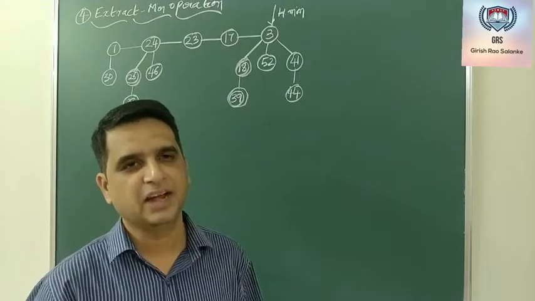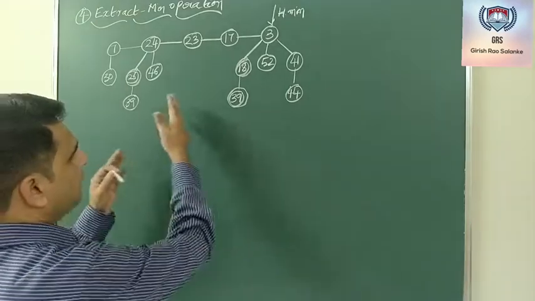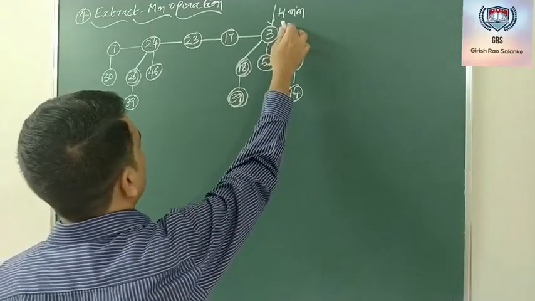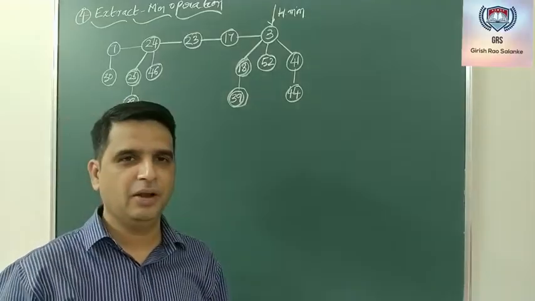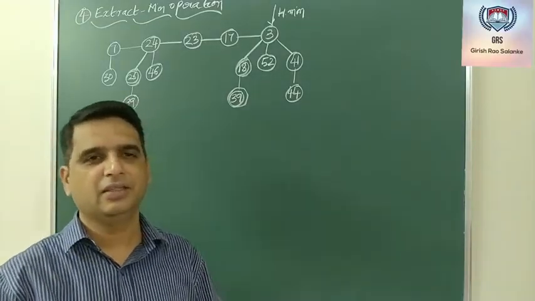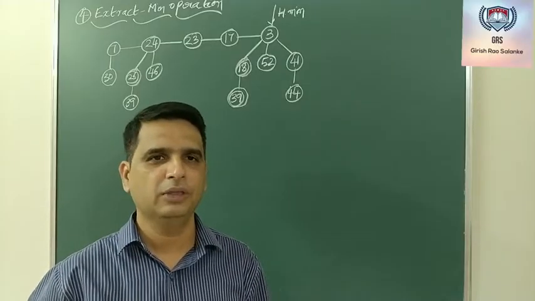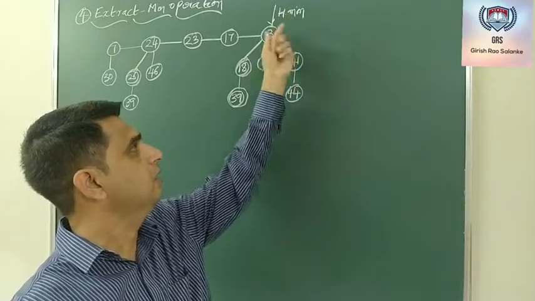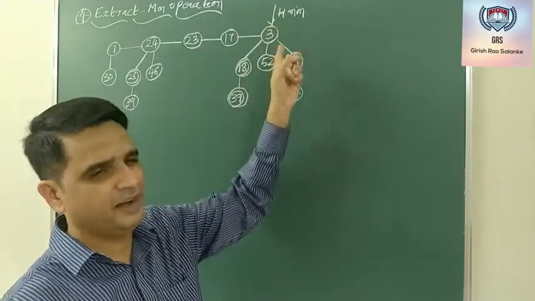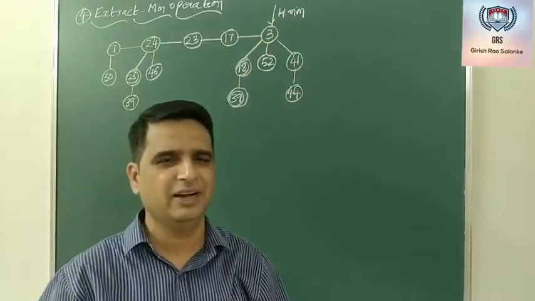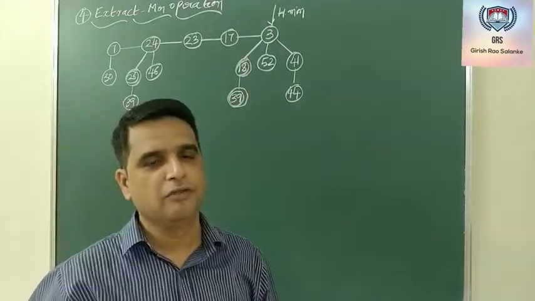Coming to the extract min operation, let us consider a Fibonacci heap with a few nodes, and my h dot min is holding the address of node 3. Now I know that in case of extract min operation, my objective is to delete the node which is having the minimum value. In case of Fibonacci heap, I know that h dot min will be pointing to that particular node which will hold the lesser value. So this node gets deleted. So to delete this particular node, it takes a constant time. No problem. But after deletion, this should be once again modified to a Fibonacci heap.